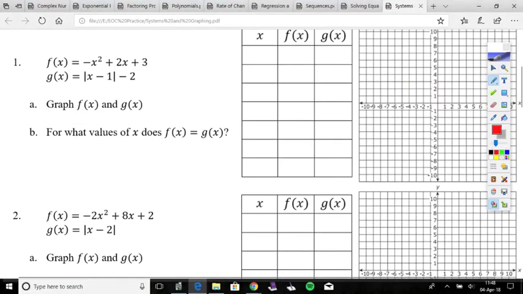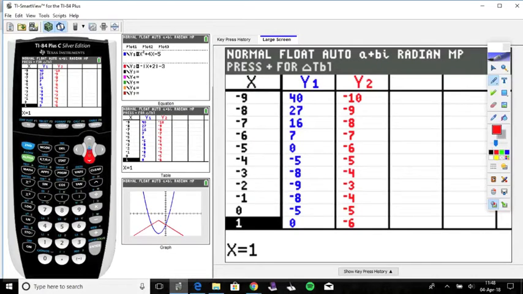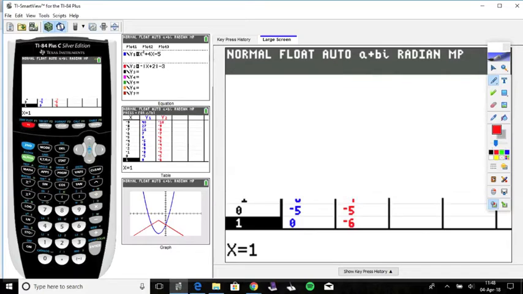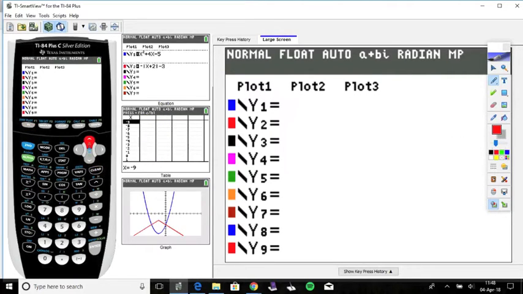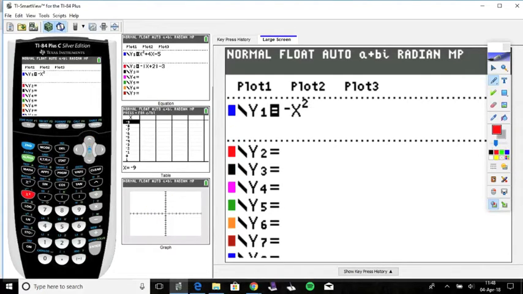So for number 1, just to type it in your calculator, okay, go back to your y equals. All right, let's clear out what I put there before. Let's type in these functions. So it's -x squared, so make sure you hit -x squared plus 2x plus 3.